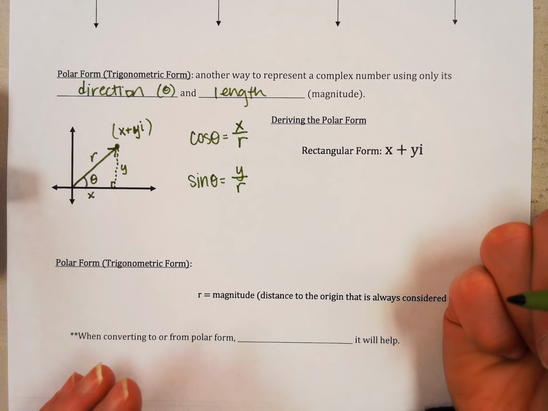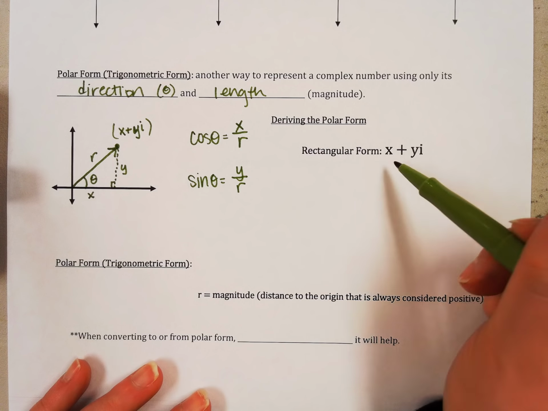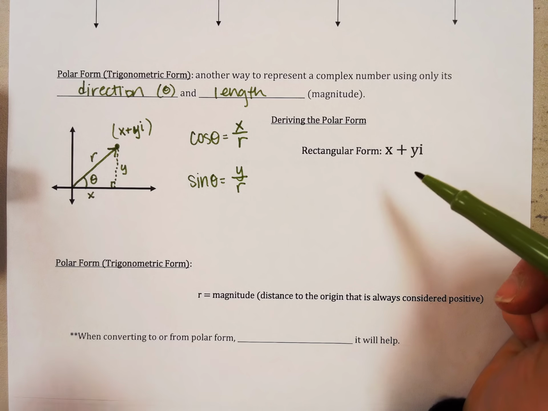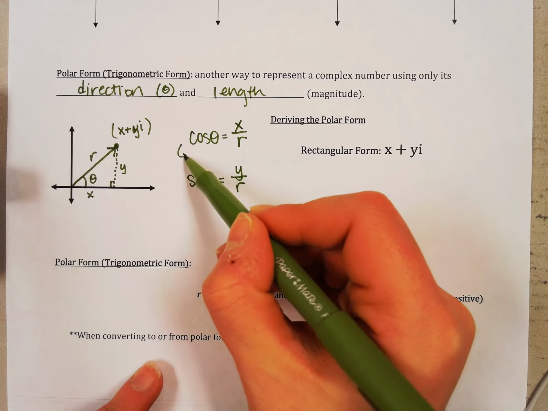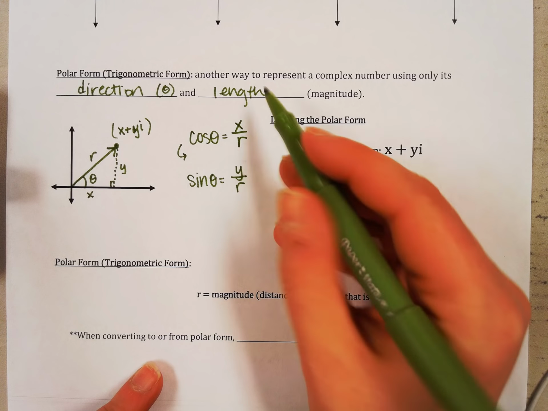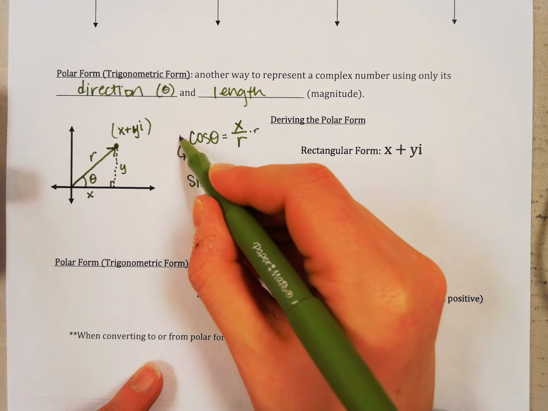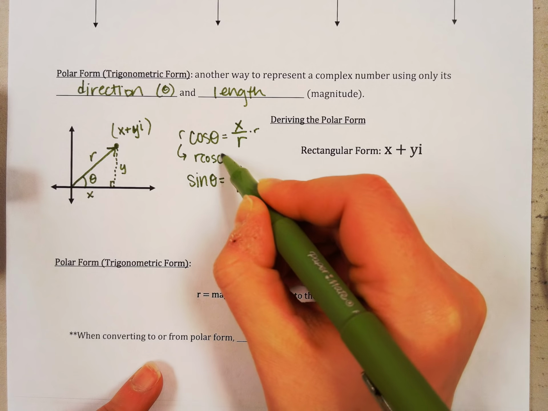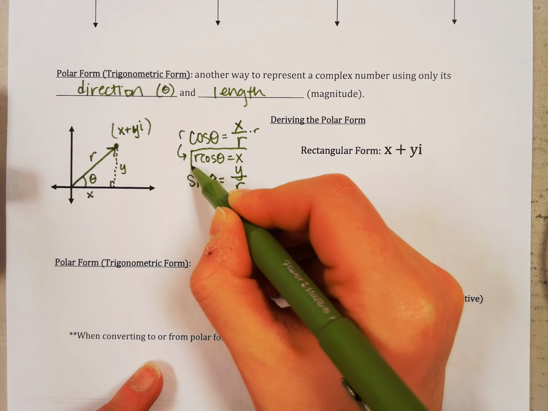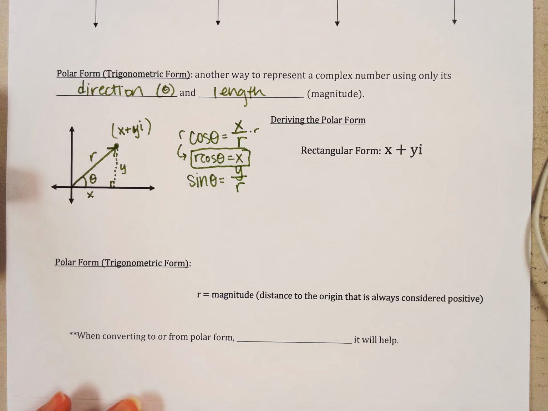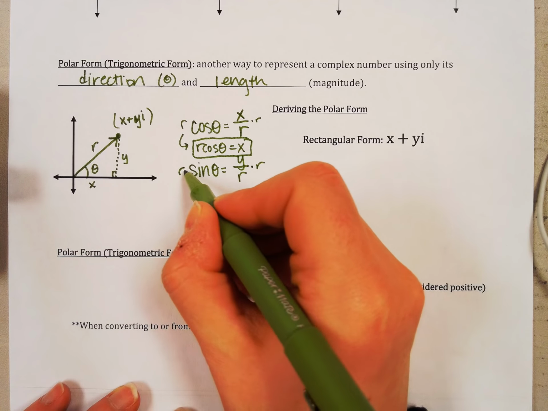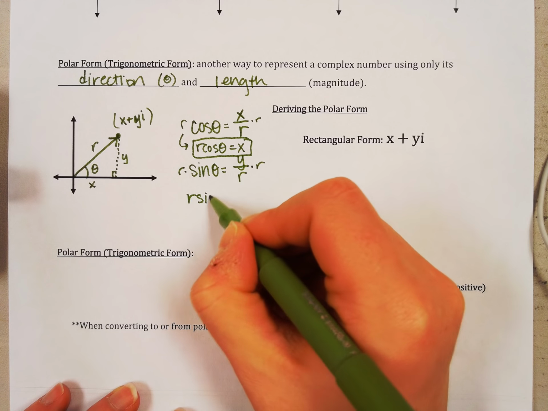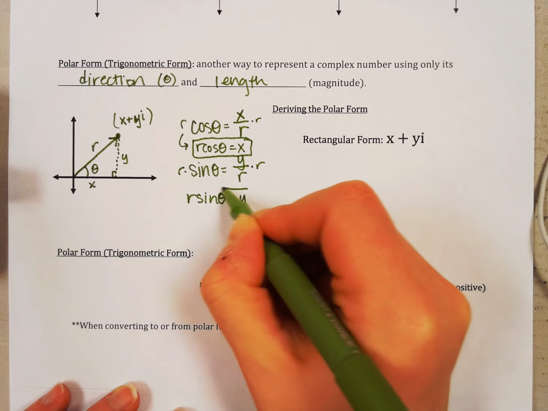The main reason we're doing this is because we want to take our rectangular form of x plus yi and put it only in terms of our magnitude, which is r, and our angle, which is theta. So all that means is we're going to take this equation and solve for x. I would multiply by r on both sides, so I'd have r cosine theta equals x. That's one of the substitutions we're going to make. Same thing here: I multiply by r on both sides, and I get r sine theta equals y.